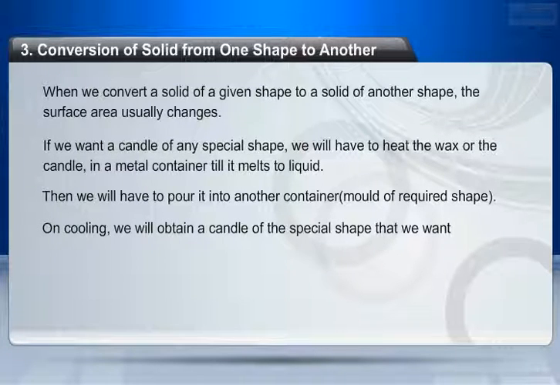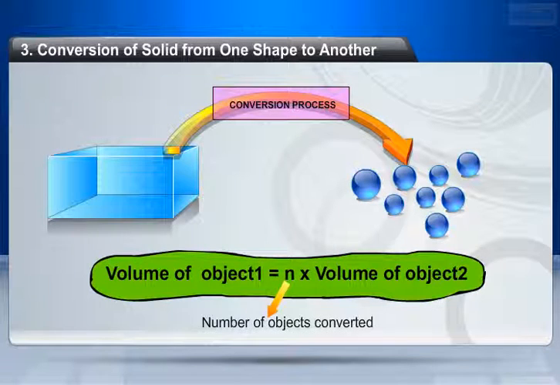Here, we should notice that the volume of the new candle will be the same as the volume of the earlier candle, whereas the surface area of the new candle will be different from the surface area of the earlier candle. Let us see a few more examples, in which one solid is converted into another solid.